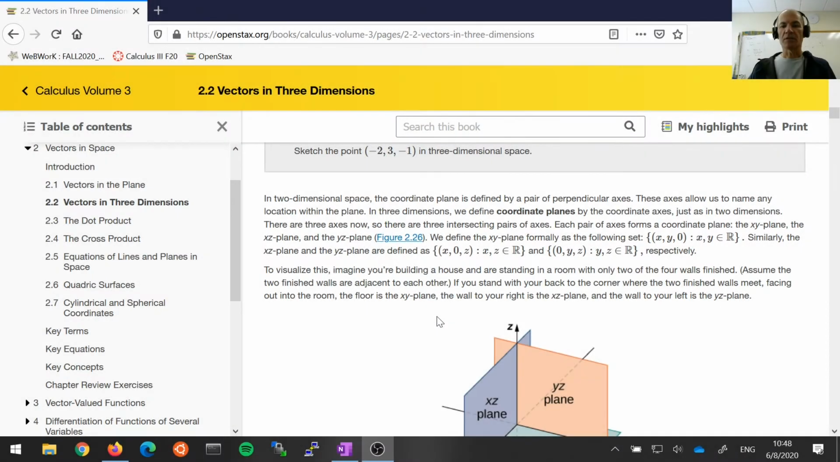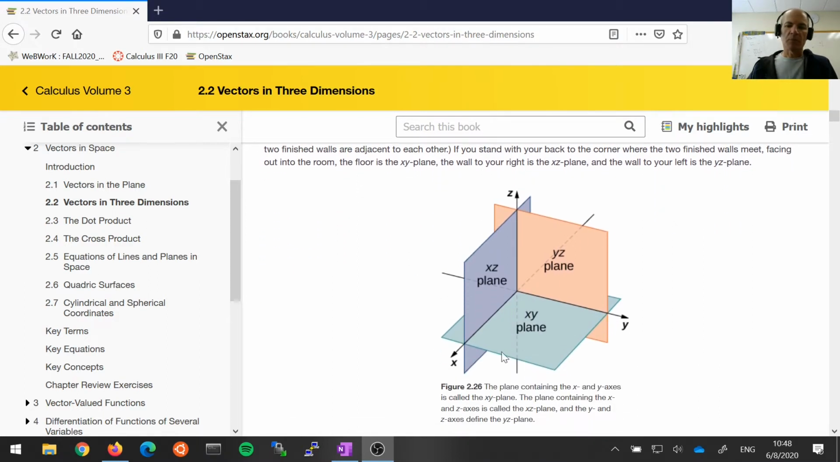In two-dimensional space, there was only one plane, the coordinate plane. In three-dimensional space, there are a multitude of possible planes that can exist. Planes are two-dimensional objects that sit inside of three-dimensional space. For example, three very special planes are the xy plane, the yz plane, and the xz plane. The xy plane is the collection of points whose z-coordinates are 0.